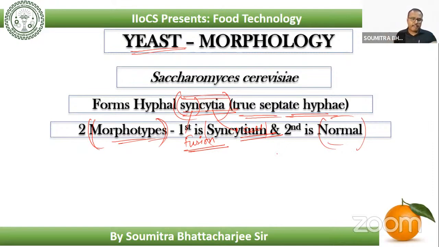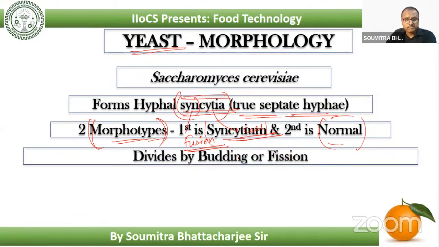These fungi have two different types of morphologies, morphotypes. The first type of morphotype we represent as the syncytium. Syncytium stands for a single hyphal part within which multiple nuclei are present. That is what we represent as syncytium. And the second one is always a normal one. When we say normal, it stands for a single cell consisting of a single nucleus.